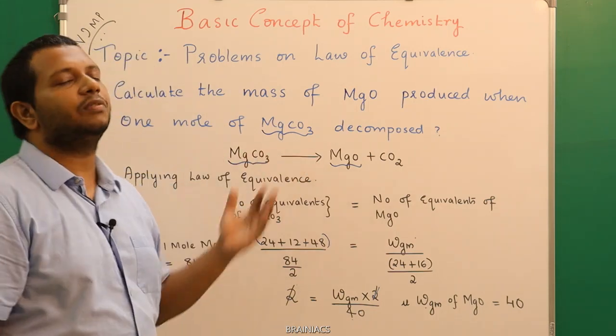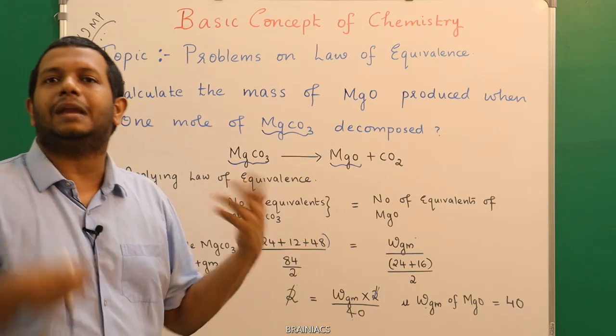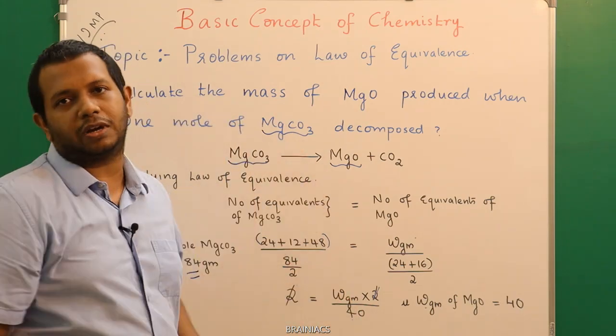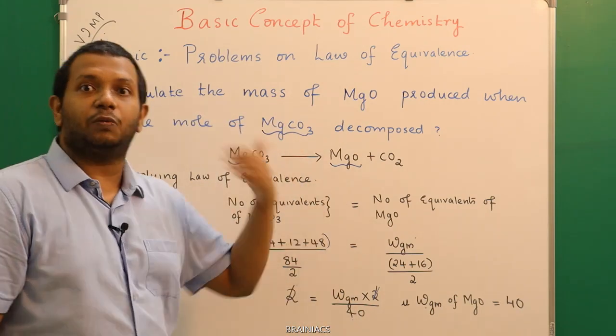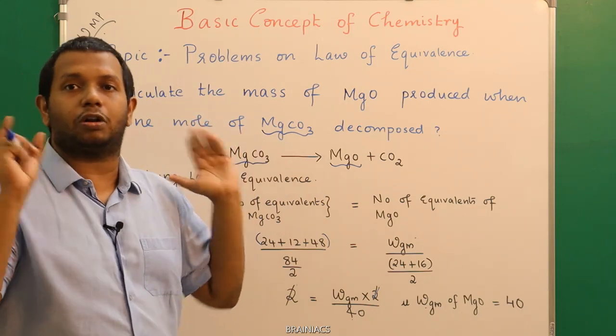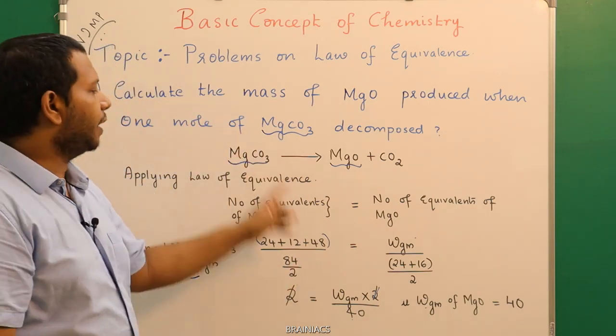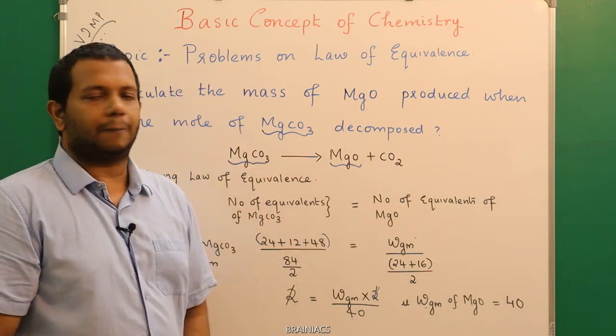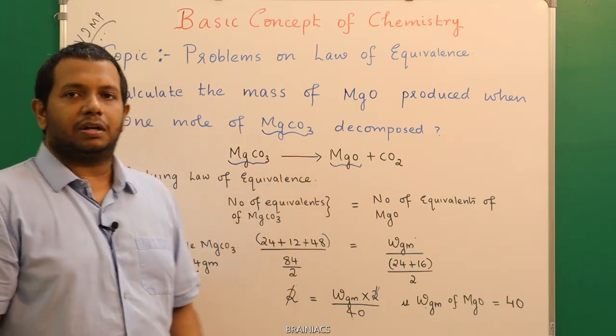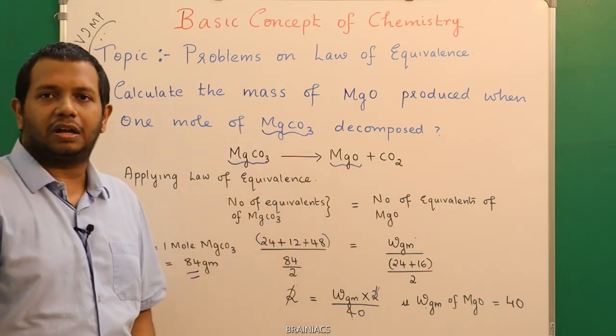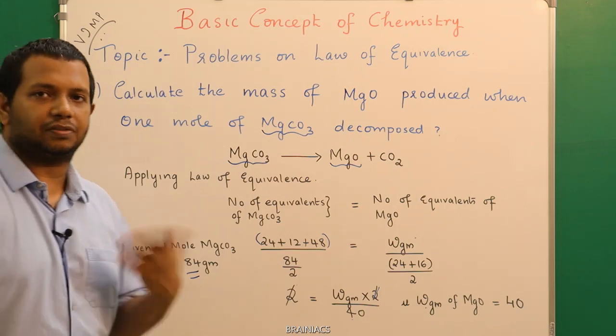For equations like these, where you can explicitly write and balance them, always apply the stoichiometric method. But there are equations which are very complex where balancing is a horror. In that case, you should apply the law of equivalence, the law of chemical equivalence. I hope you understood how to do this. Clear? So we will go to the next question.